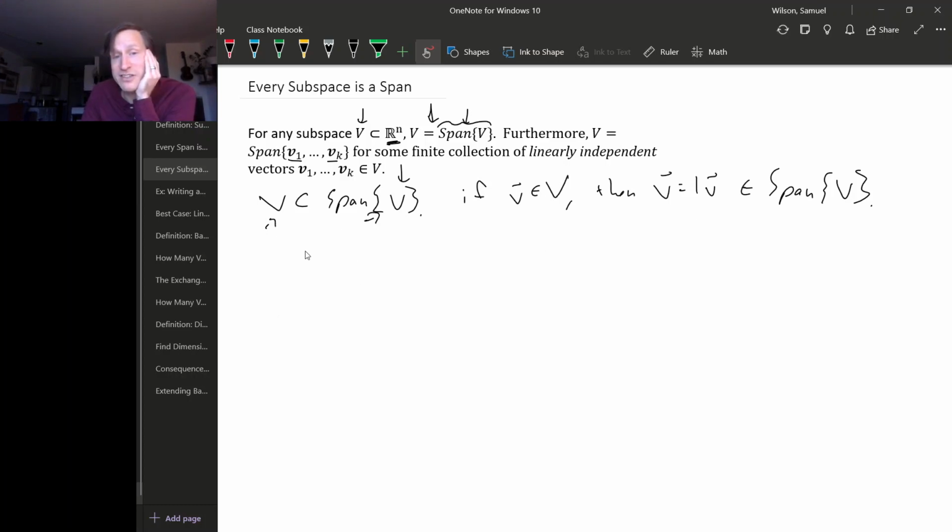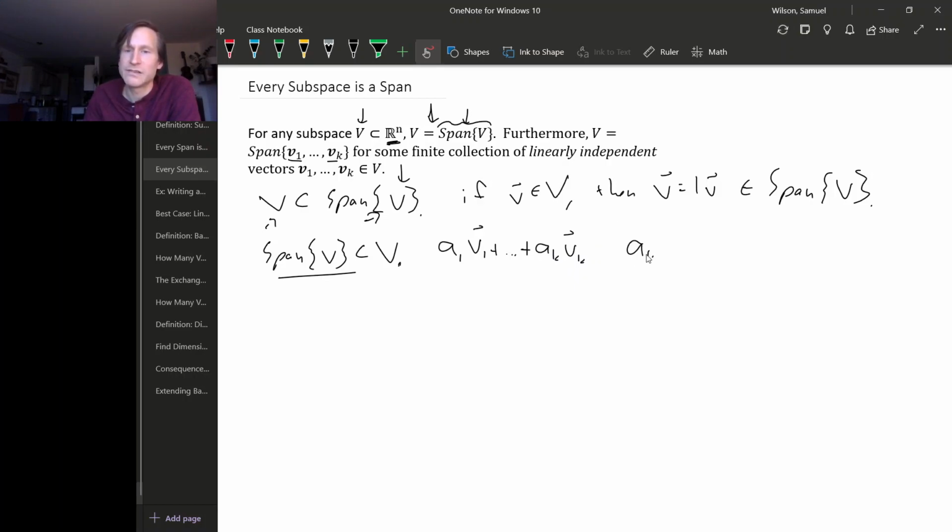All right? Well, now let's check this the other way around. Let's check, is the span of V in capital V? Well, let's take a vector from the span of V. So this would look like some linear combination of finitely many vectors, where all the a's are real numbers and all the v's are in V.